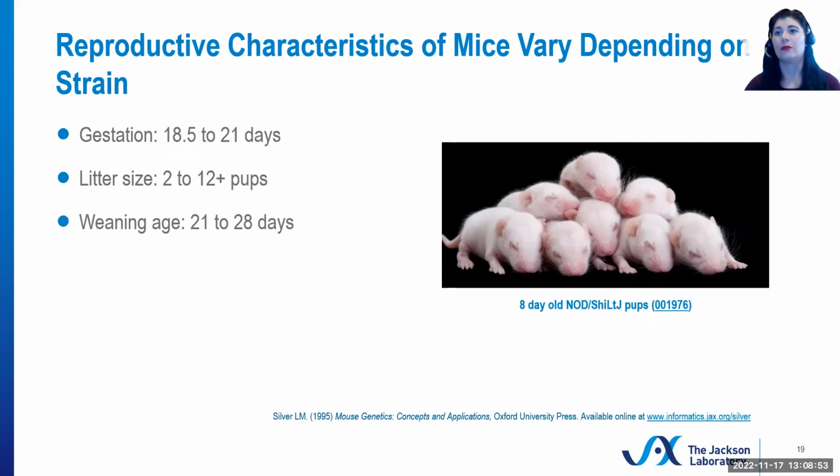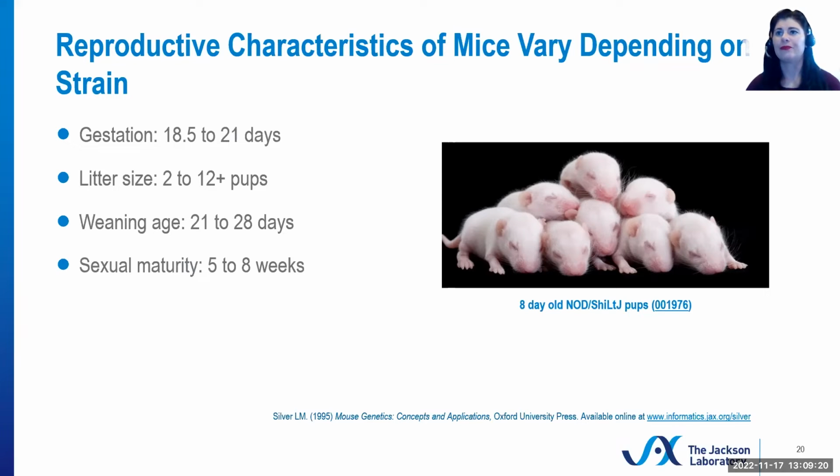Weaning age depends upon the size and development of the pups. At Jax, most strains wean at 3 weeks. Some strains, however, benefit from delayed weaning if the pups tend to be smaller. For example, CAST/EiJ tend to have very, very small pups, and we have moved to a 4-week wean for them. 21 days is the earliest that we will ship any of our mice without a lactating female.